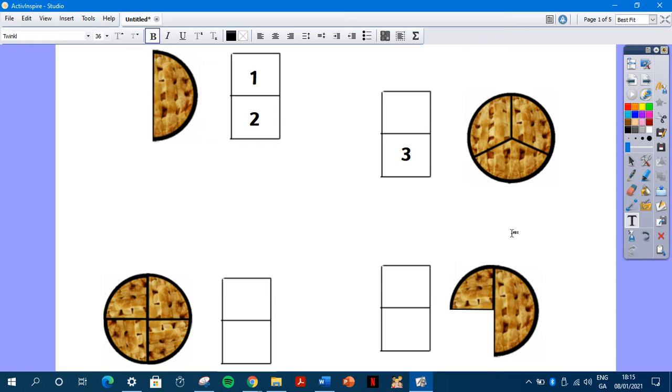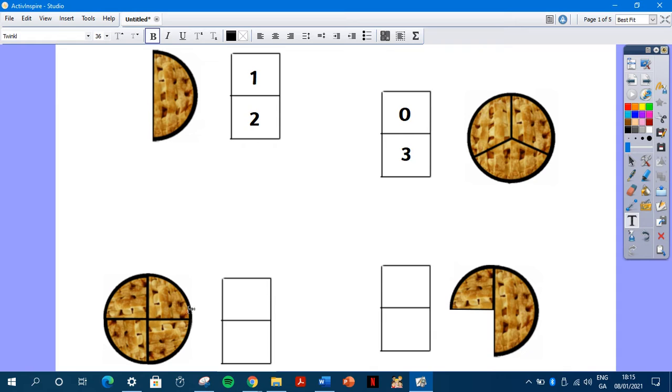So how many pieces did I eat? I ate none. I ate 0 pieces. I didn't eat any of it, so I ate 0 out of 3.